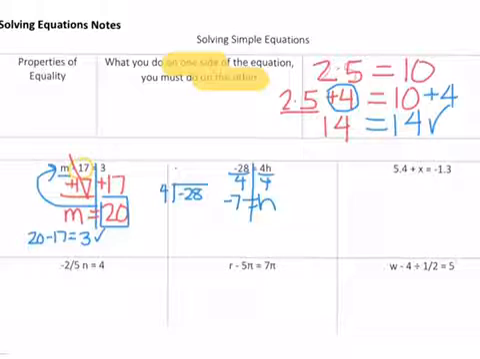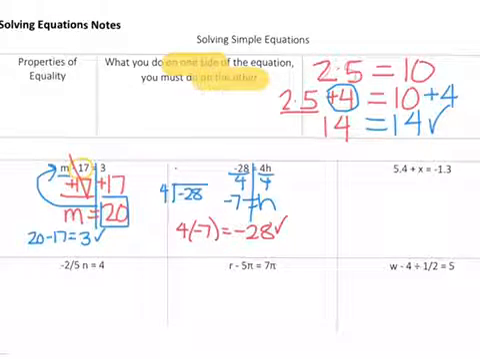So to check our answer, we just plug that in. Instead of 4 times h, it's 4 times negative 7. Well, 4 times 7 is 28, and when you have a negative times a positive, it is a negative. So the answer is negative 28, and we got that correct.